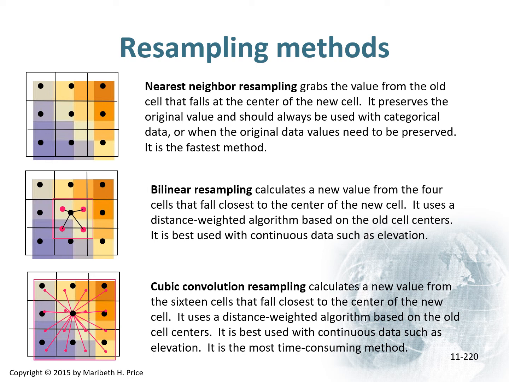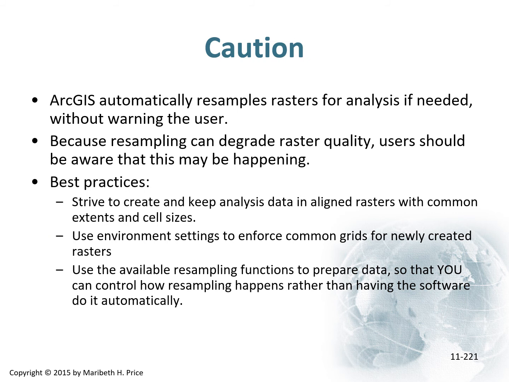Cubic convolution, same process as bilinear. Instead of 4 cells, looks at 16. Cubic convolution is slower. It creates more of a smoothing effect than bilinear. Bilinear is smoother than nearest neighbor. Nearest neighbor preserves your data the most. It automatically resamples for a lot of stuff. If you don't tell it how you want it done, it's just going to do it the way it wants.